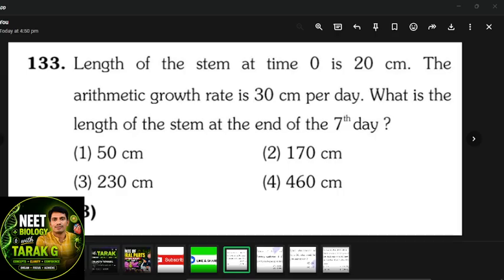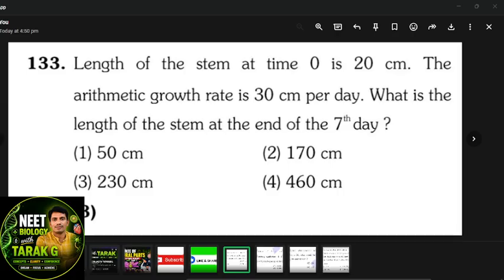The arithmetic growth rate is given as 30 centimeters per day. What is the length of the stem after 7 days, at the end of the seventh day? They asked about the seventh day. That's the question.